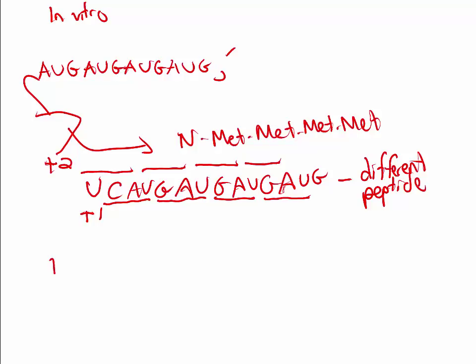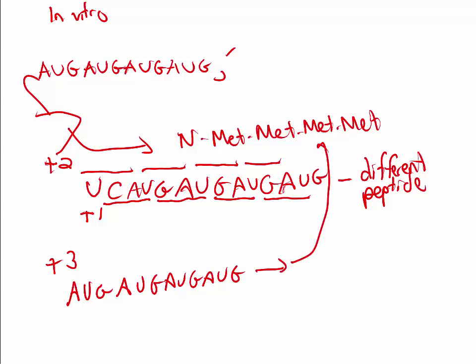Now if we come down here and we add 3, and so let's just say we add AUG before it, and we have AUG, AUG, AUG, you're going to end up with the same peptide we had here.